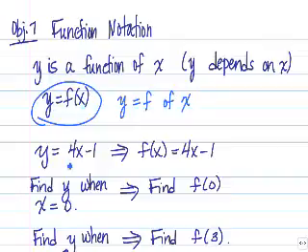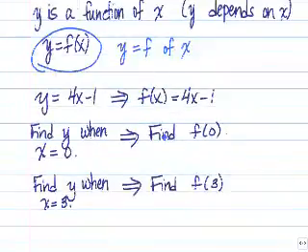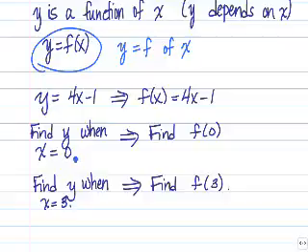So here's an example. If we have the equation y is equal to 4x minus 1, we can write that in function notation as f of x is equal to 4x minus 1. Now if we want to say find y when x is 0, in function notation we can simply write find f of 0. So f of 0 would mean to let x take on the value of 0 and simplify to find out what the output value is. So this would be 4 times 0 minus 1, which is just 0 minus 1, or -1.